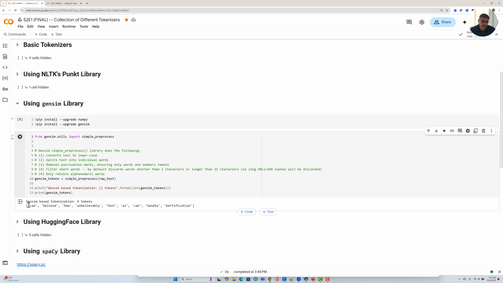It does not have to go through this merging and all that, so it's typically very, very fast. In some projects, you might want to use something like this. Okay, so that's Jensen. Now let's look at Hugging Face.